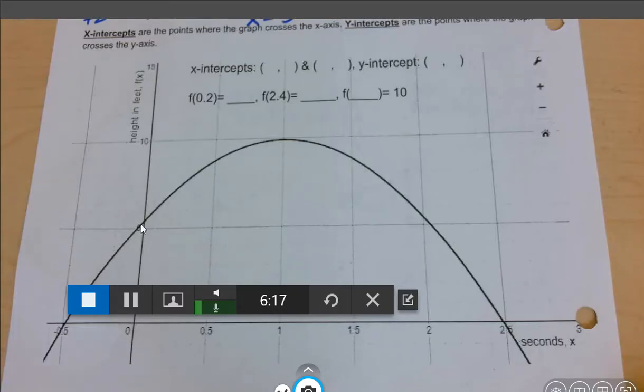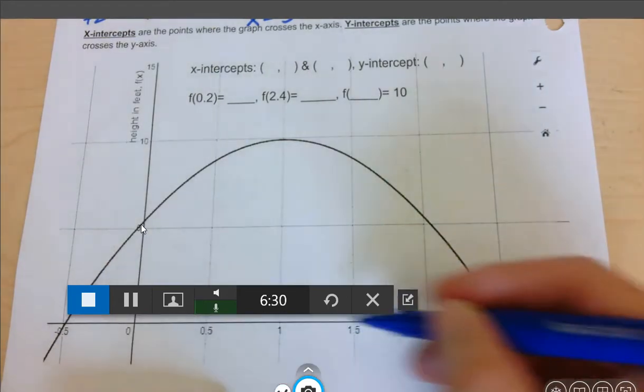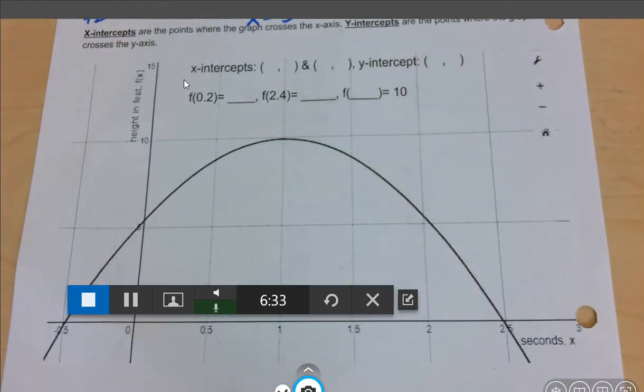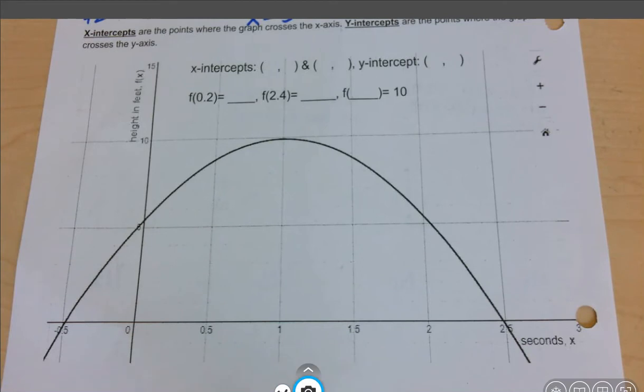Okay, we're going to finish our notes down here. So I apologize, this graph does not show as much detail as it did on my computer, and so we're going to do a little estimating. So for your x-intercepts, those are where you cross the x-axis, and your x-axis is down here. And I'm just going to move this out of the way real quick.